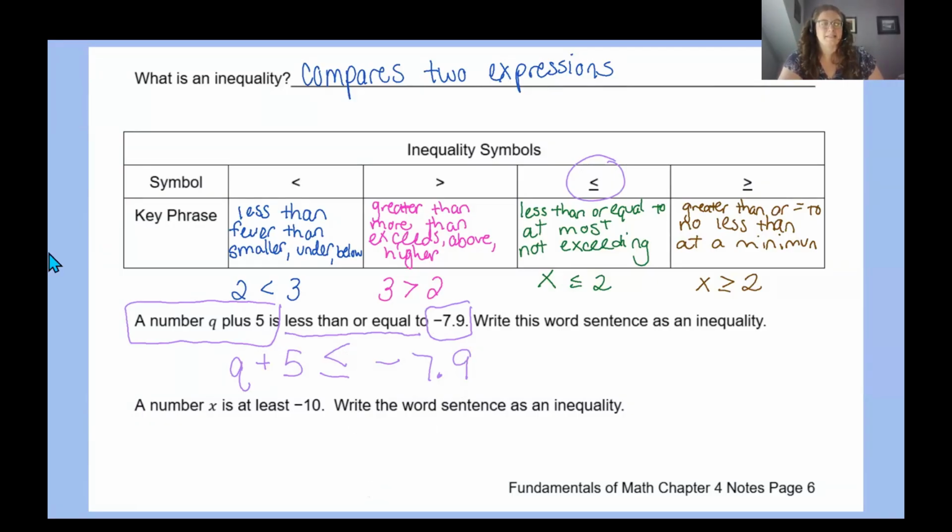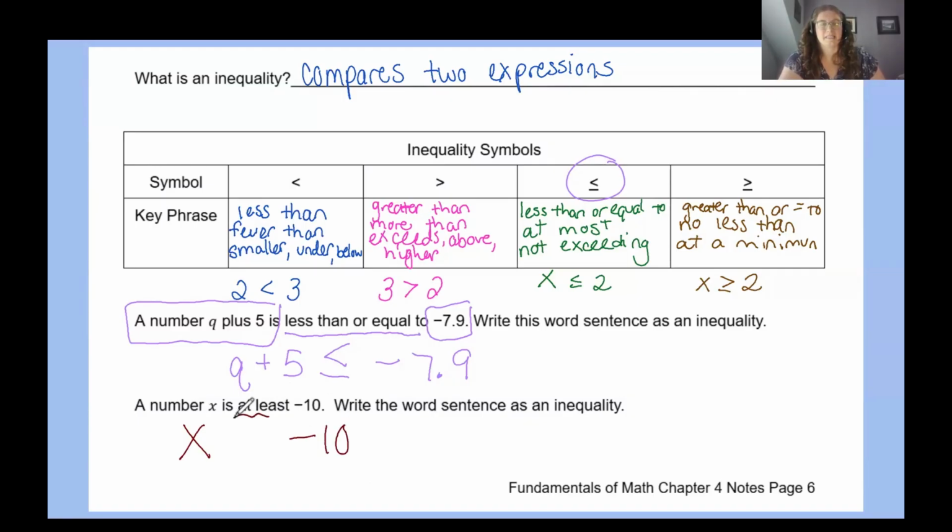Right? In our next example, we have a number x is at least negative 10. Okay, so x has to be at least negative 10. So it can be larger than negative 10, right? But it has to be at least negative 10. So we'd have x is at least negative 10.